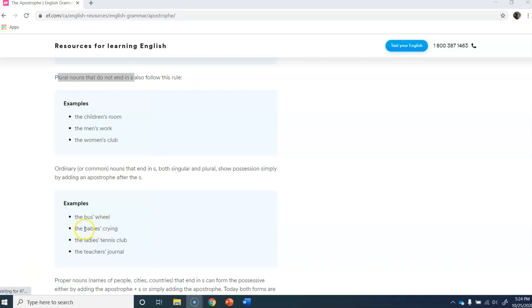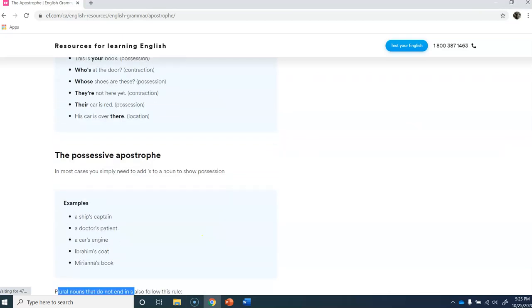Sometimes, though, we have words that end in an S because they're plural, like babies, more than one baby, or ladies, more than one lady, or teachers, more than one teacher. If we want to show that those own something, we use the apostrophe after the S. So it is the crying belonging to the babies, the tennis club belonging to the ladies, the journal belonging to the teachers.